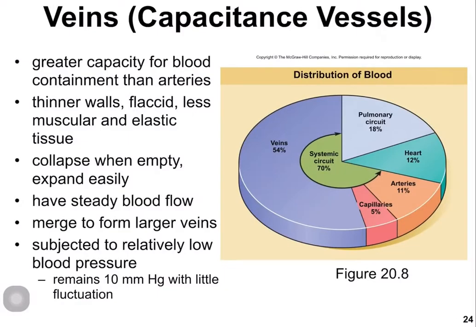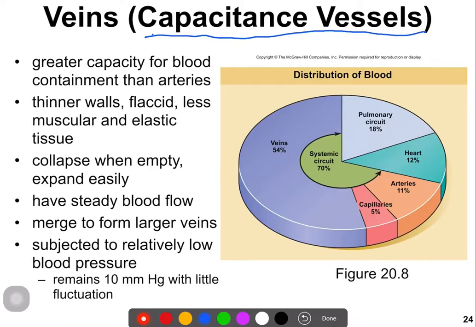We're going to have a look at veins right now. Veins are often referred to as capacitance vessels. If we go over here to the right-hand side of the slide, you can see a typical distribution of blood within the body: 18% in the pulmonary, 12% in the heart, 11% in the arteries, and 5% in the capillaries. And this shows that if you look at the veins, most of the blood, at least at rest, is within the venous system. That's pretty surprising for most people.